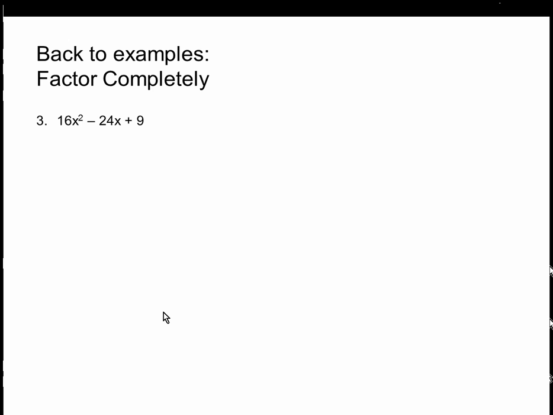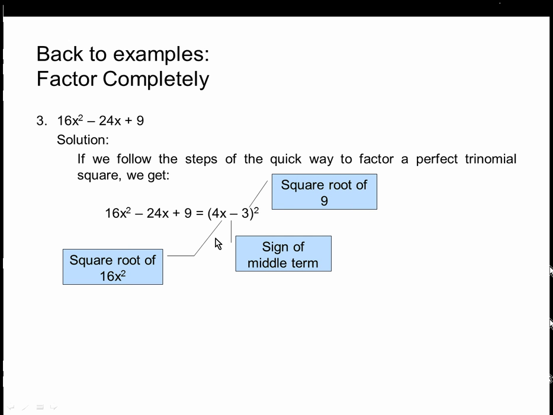So if I do the factoring like I'm supposed to, okay, (4x minus 3) being squared. So 4x is the square root of 16x squared, the sign of the middle term, and 3 is the square root of 9. And if you do a quick FOIL on that, you do in fact get the original problem. Again, this all depends upon that you recognize in the beginning that you did in fact have a perfect trinomial square.